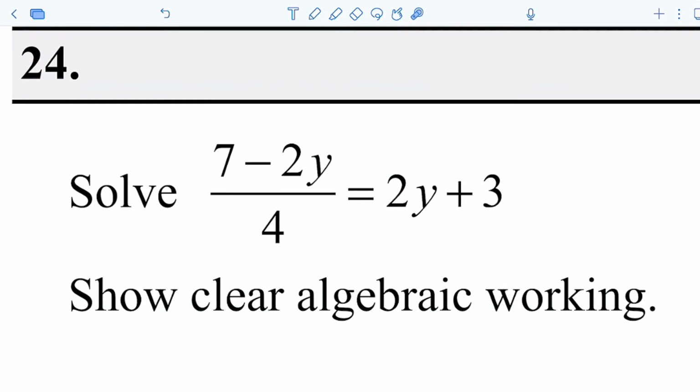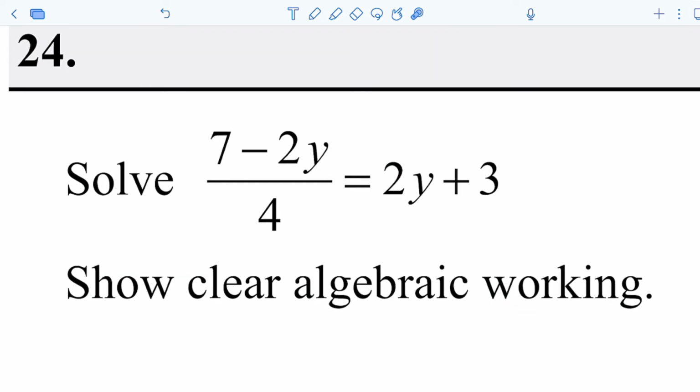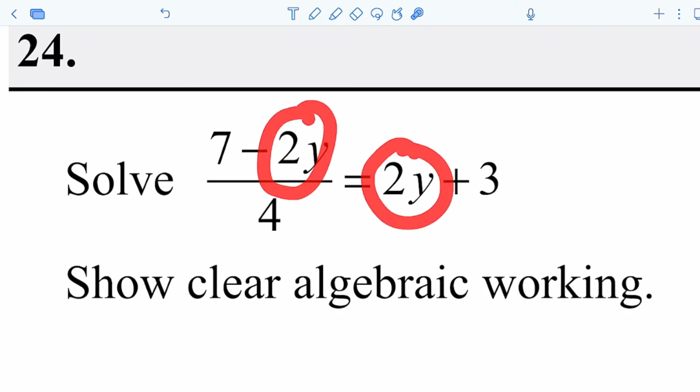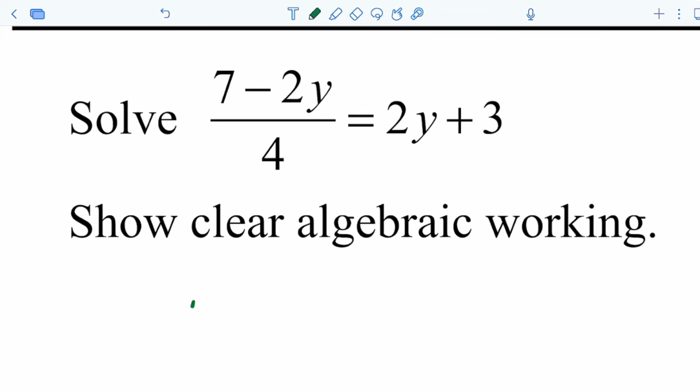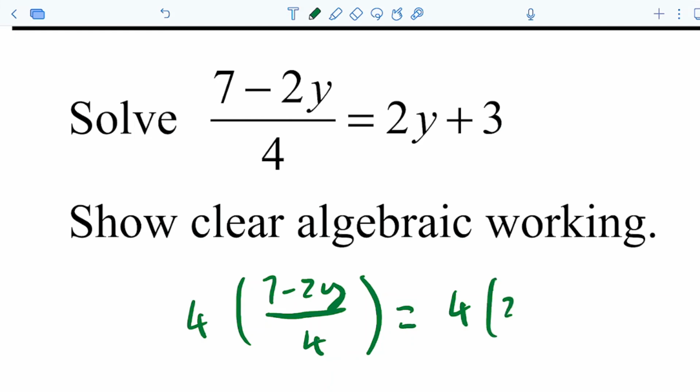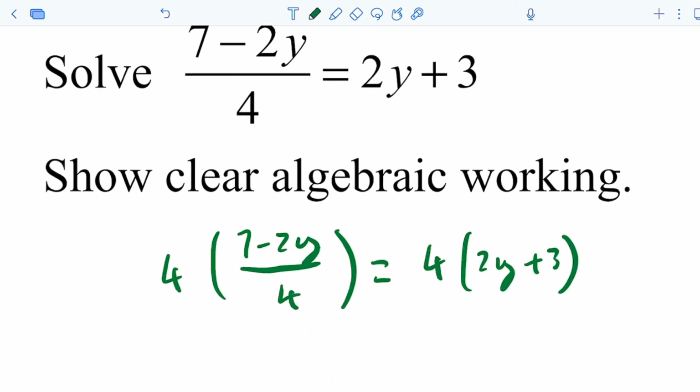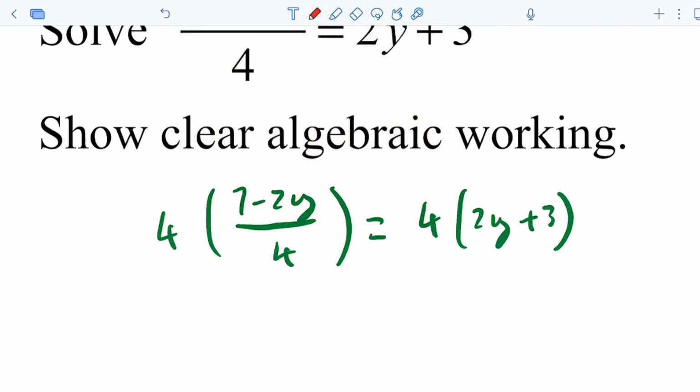Okay, so question 24. It's probably as hard as you're going to get for questions like this, because we've got two sets of the variable, in this case y, and we've also got plus a digit on this side, okay? And of course we've got the division as well. So we just need to do the same method again, multiply everything by 4. So we get 4 and then brackets 7 take away 2y all over 4 is equal to 4 brackets 2y plus 3. From here we just need to expand again. So the left hand side we get 7 take away 2y, which is now equal to 8y, and then plus 12.